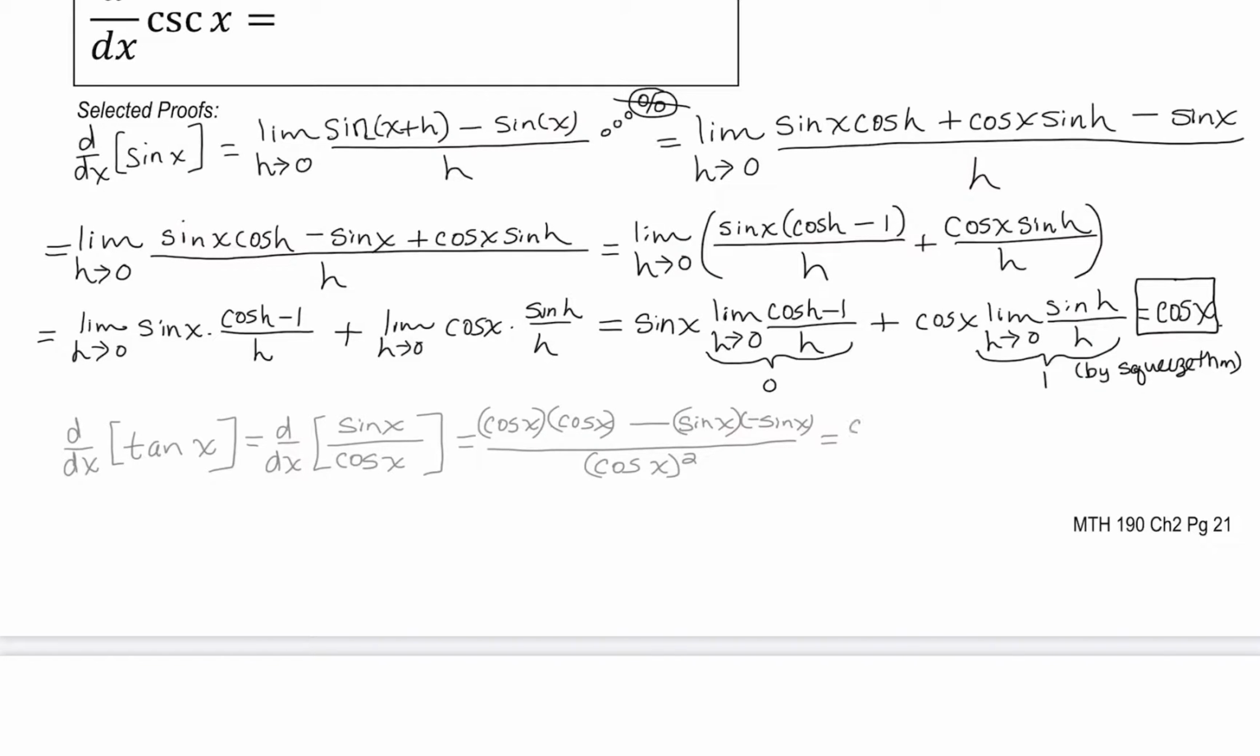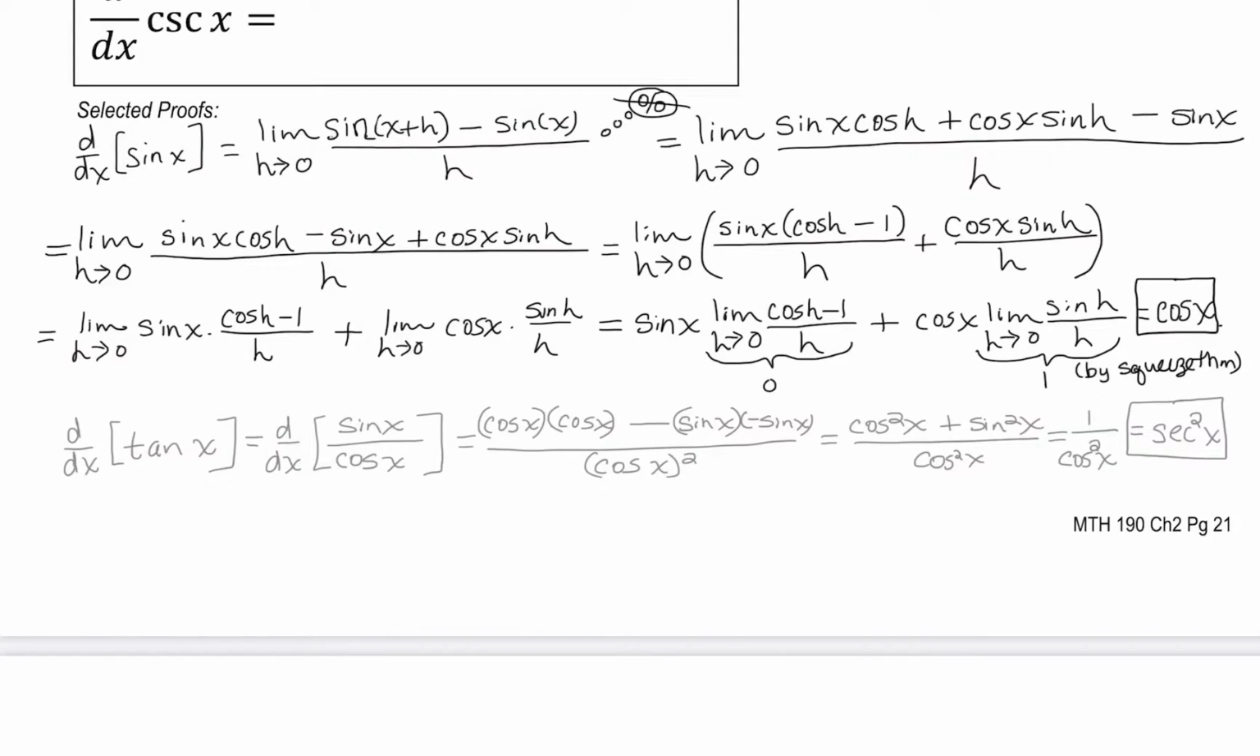So what do I really have here? I have cosine squared of x, now plus sine squared of x, and that is all over cosine squared of x. And hopefully you remember sine squared plus cosine squared. That's the most common form of that Pythagorean identity. That's a really common remembered one. So that's equal to our 1. And 1 over cosine squared, that reciprocal, is of course secant squared. And so that is the derivative of tangent.